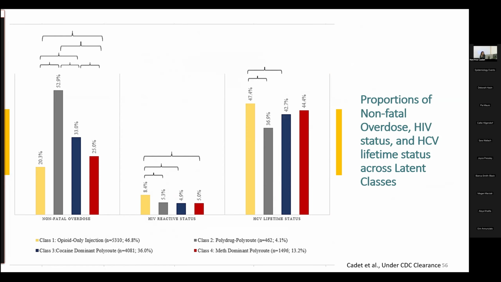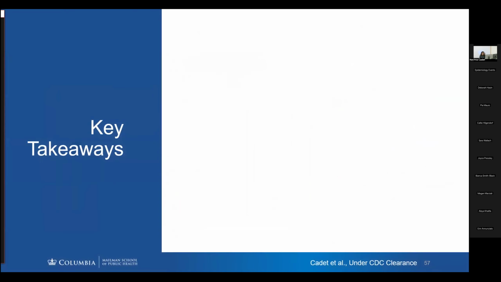And finally, we also see that the opioid only, the monosubstance use class, actually had a greater proportion of lifetime HCV status compared to the polydrug polyroute as well as the cocaine dominant polyroute class. So this study is currently under CDC clearance right now. It's going through the final second round because it had to go to 2 different departments.